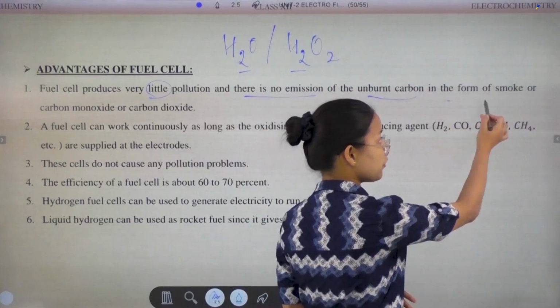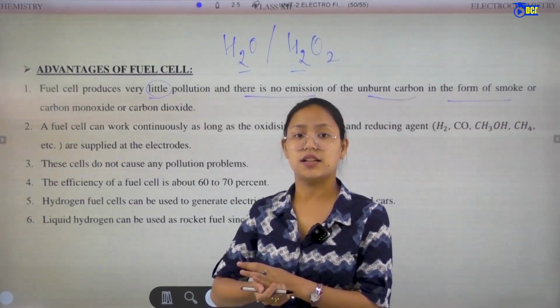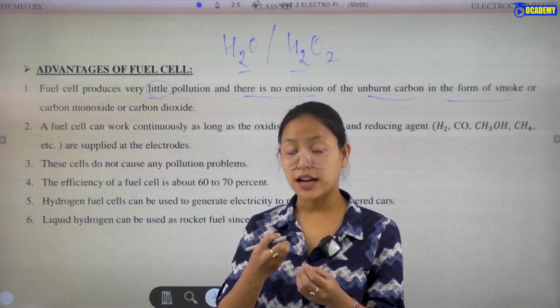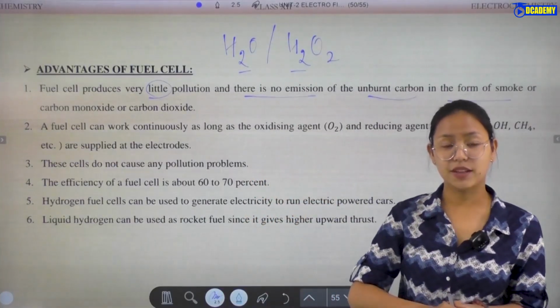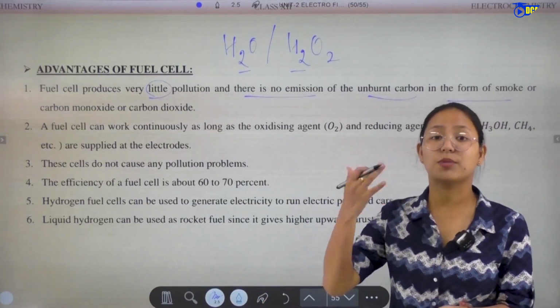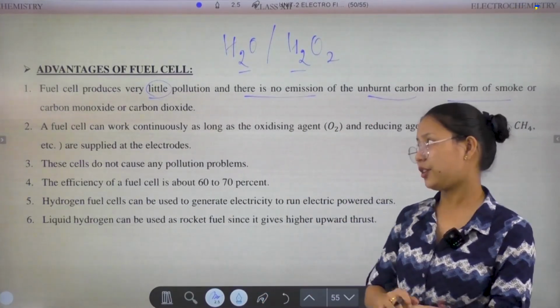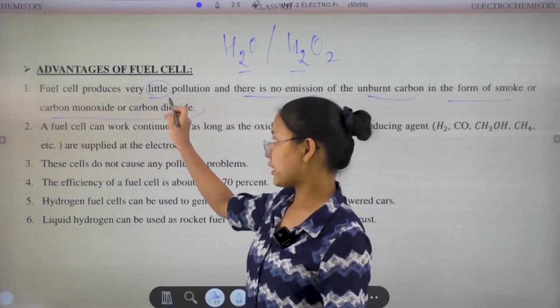Then in the form of smoke, unburned carbon dioxide, carbon burnt out smoke, air pollution, smoke, carbon monoxide, carbon dioxide.